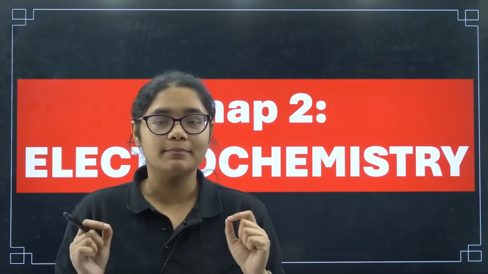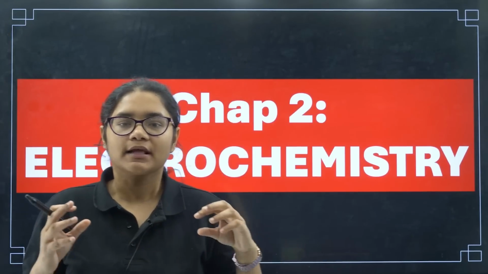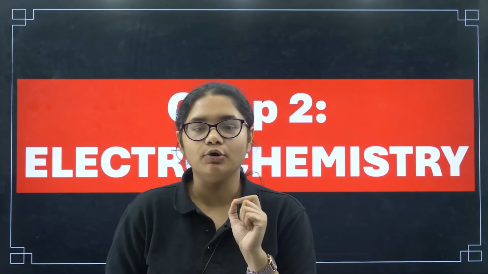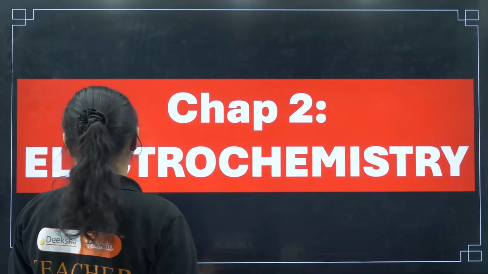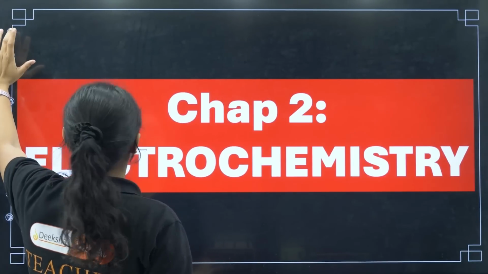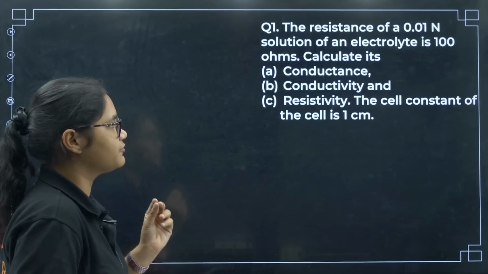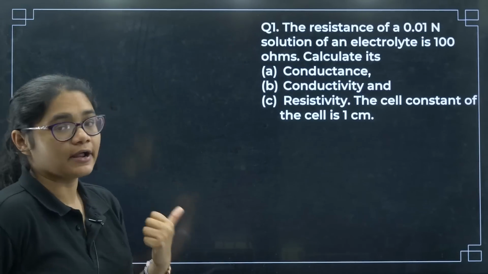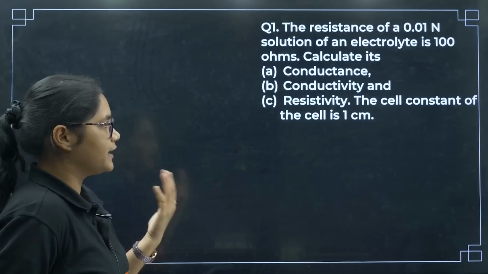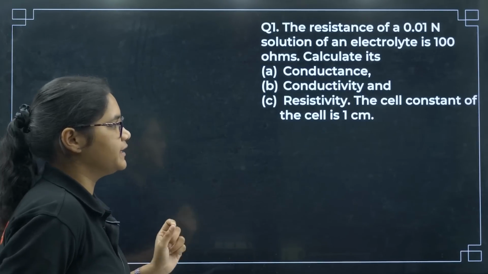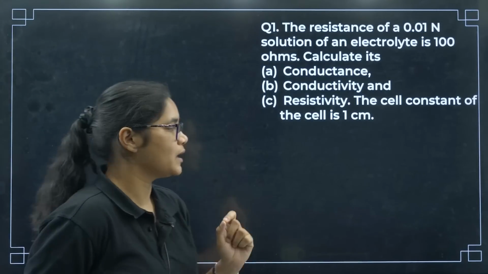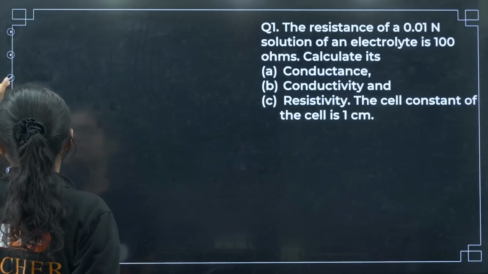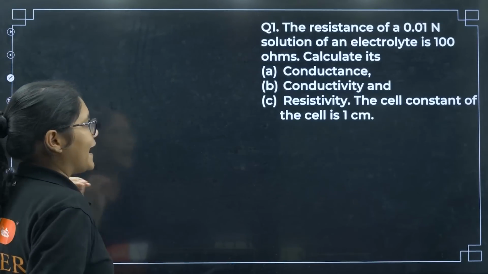Okay, so students, now we are going to solve the questions from electrochemistry. These questions have also been taken from your PU2 question bank, the revised one. The first question: the resistance of a 0.01 normal solution of an electrolyte is 100 ohm. Calculate its conductance, conductivity, resistivity. The cell constant of the cell is 1 centimeter inverse. This is a very easy and direct question.